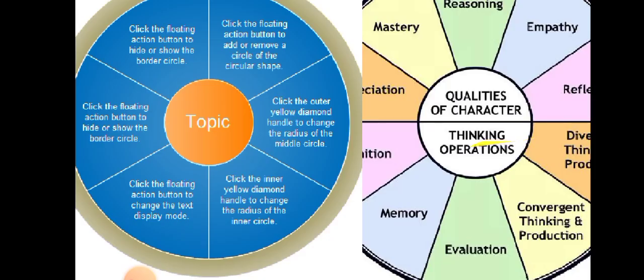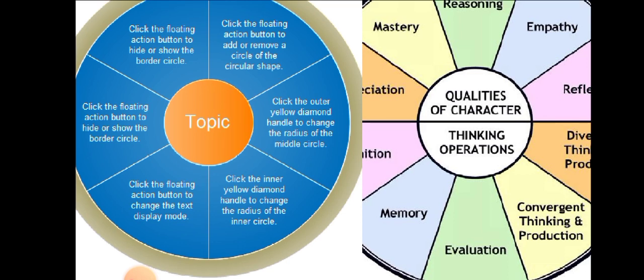So here are the examples of a wheel map, like a circle and a spider web map. A wheel map is a type of concept map where the central concept is placed in the middle. So the topic is in the middle, with related concepts arranged around it like the spokes of a wheel.